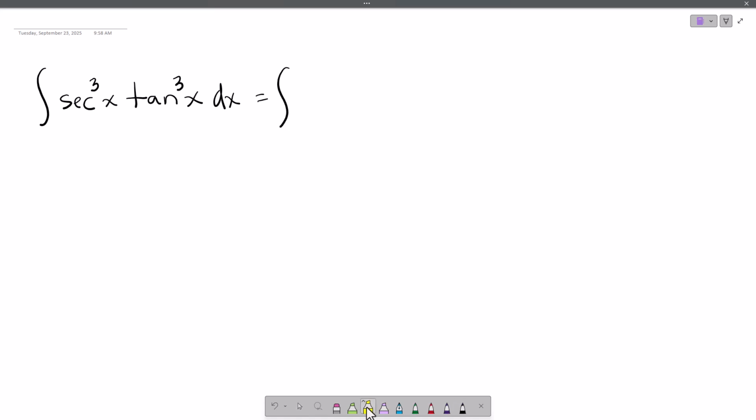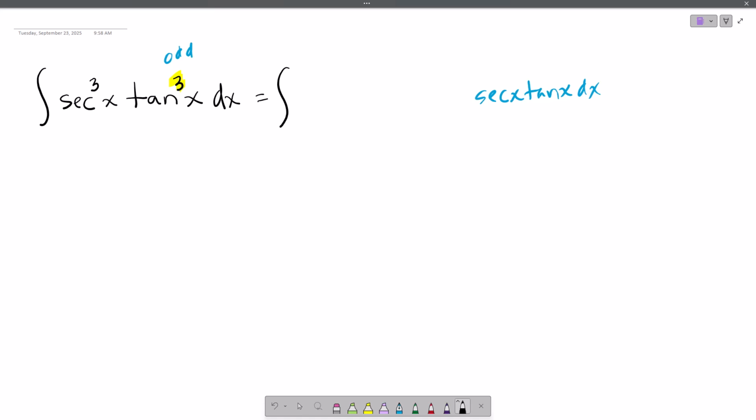Because tangent is odd, we pull off a secant tangent. I'm going to put it way over here with the derivative, secant x tangent x, or with the differential. So we're pulling that secant off. What's left to the left of that secant if we pull that off? What's going to be left? Secant squared, tangent squared.